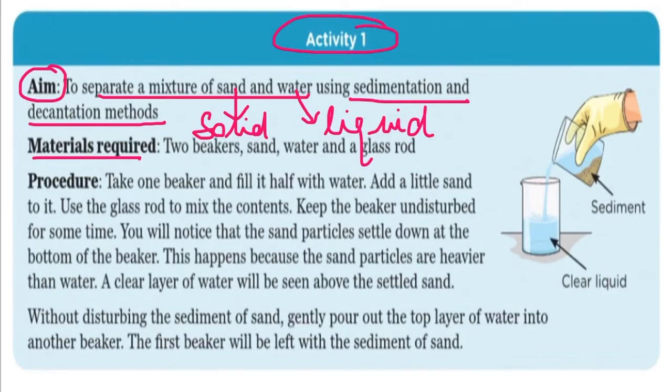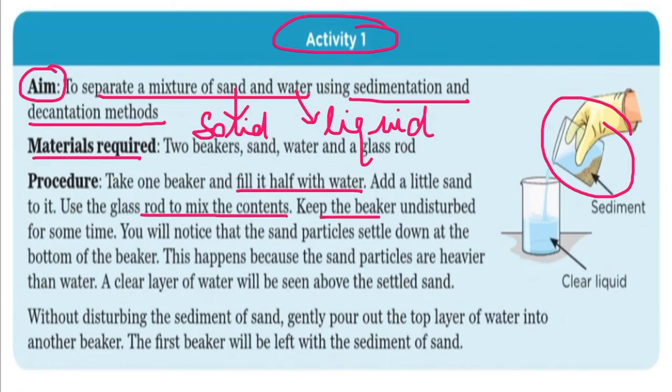You have to take one beaker. In one beaker you have to fill it half with water, and then add a little sand to it. You can take muddy water also. Use the glass rod to mix the contents. The sand will not dissolve because it is insoluble, so it will remain suspended in the water.